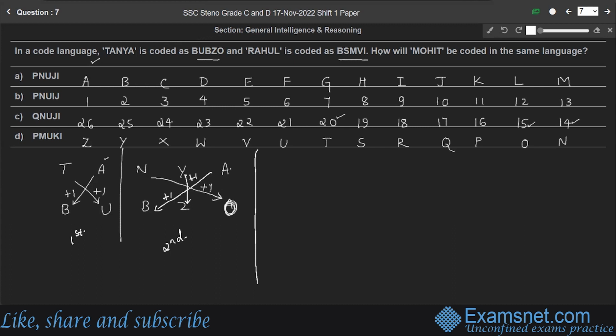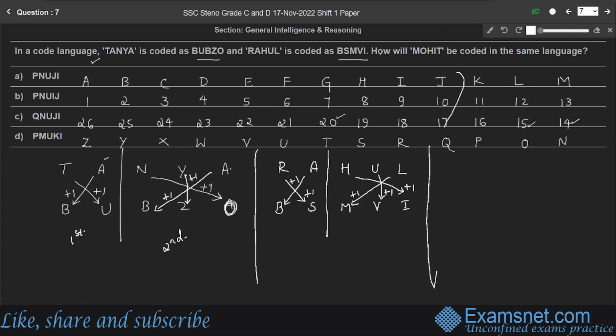Now consider the second word Rahul, RAHUL, and its corresponding code is BSMVI. Split the word into two parts, RA and HUL. The relation between R and S, and A and B: R plus 1 is S, A plus 1 is B, and H plus 1 is I, and L plus 1 is M, and U plus 1 is V.